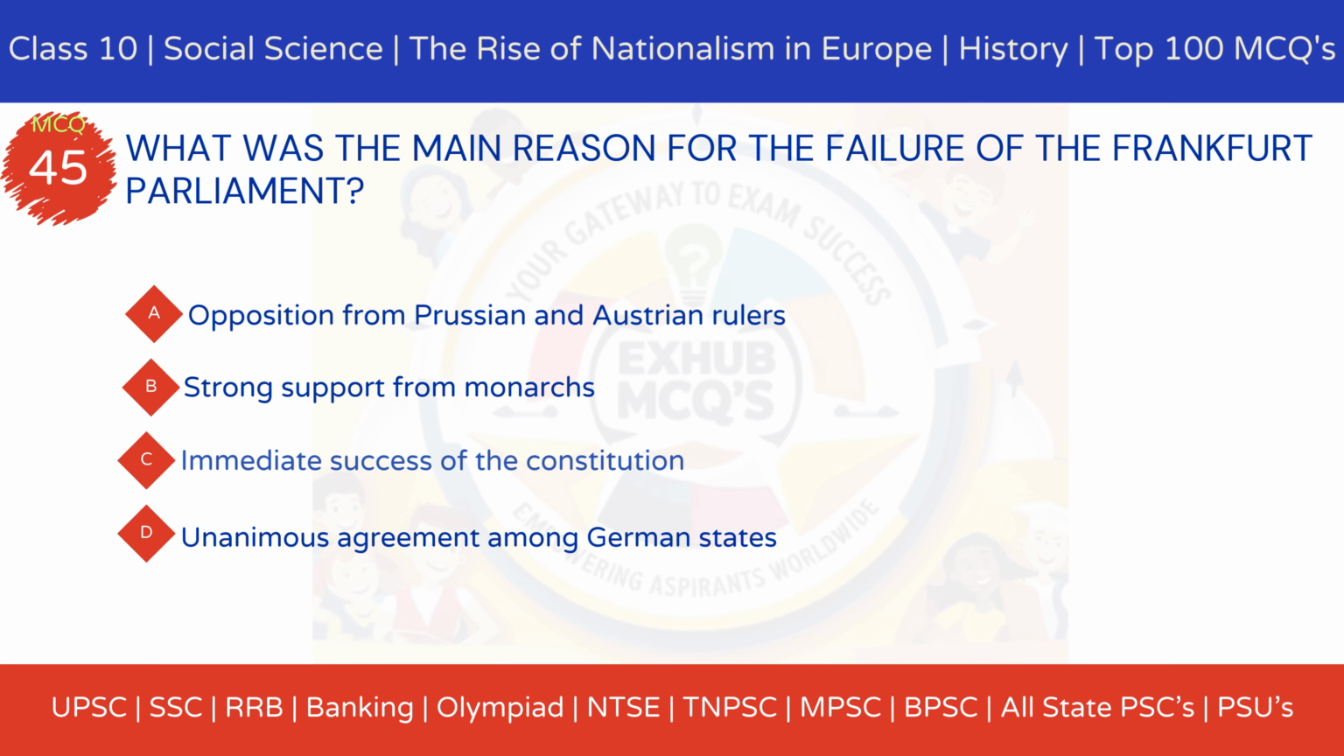MCQ 45. What was the main reason for the failure of the Frankfurt Parliament? Option A, opposition from Prussian and Austrian rulers. Option B, strong support from monarchs. Option C, immediate success of the Constitution. Option D, unanimous agreement among German states.